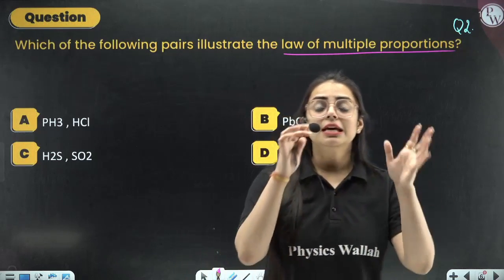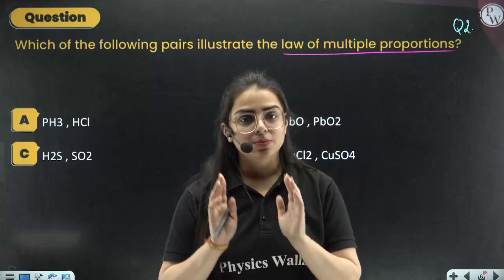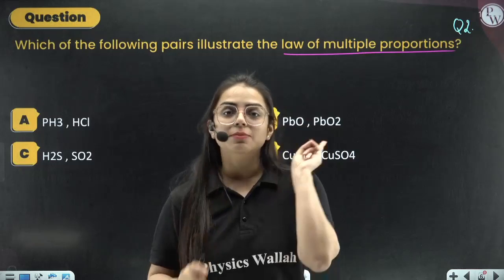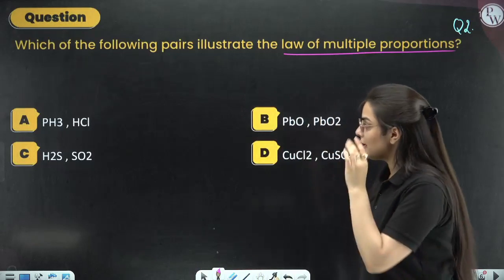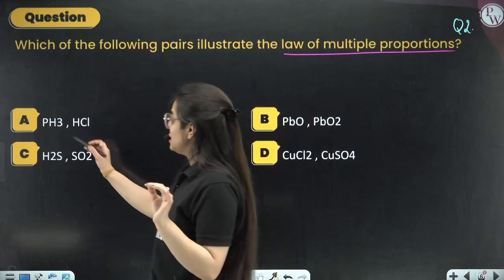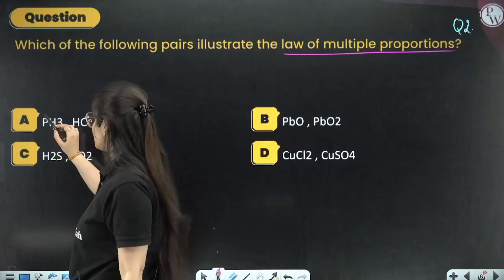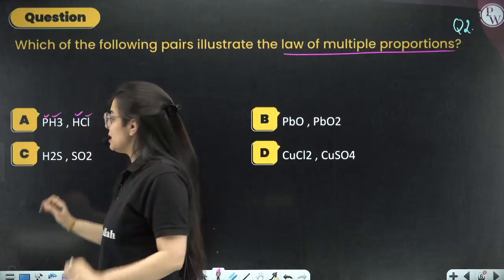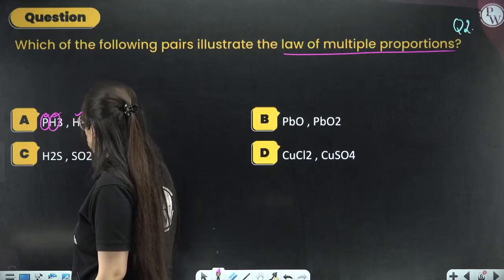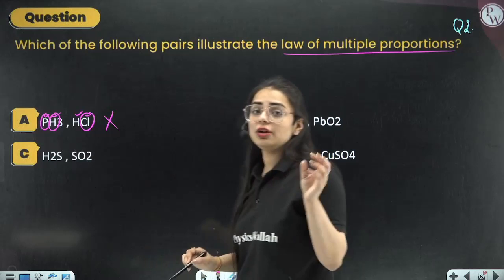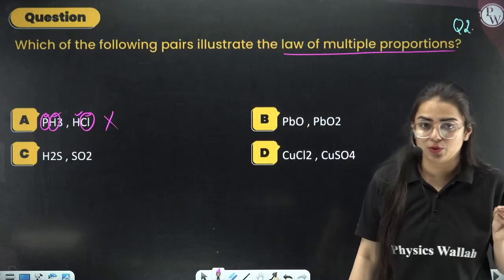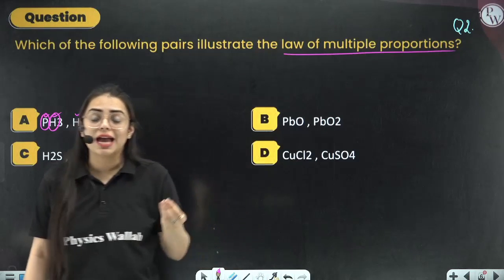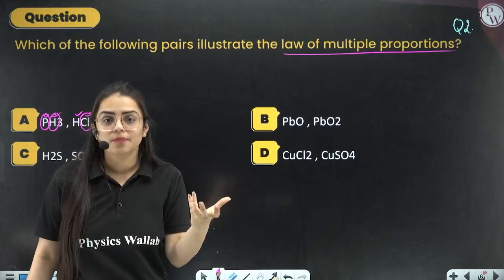Now that means you have to see that 2 elements should be there and they are forming 2 or more compounds. So 2 elements should be there, not more than 2. If I see the very first option A, in PH3 I have phosphorus and hydrogen. In HCl I have hydrogen and Cl. So how many total elements? Ma'am, phosphorus, hydrogen and then chlorine. 3 elements. So they won't be able to follow the law of multiple proportion. In order to follow the law of multiple proportion, you need to identify 2 elements that are making compounds.